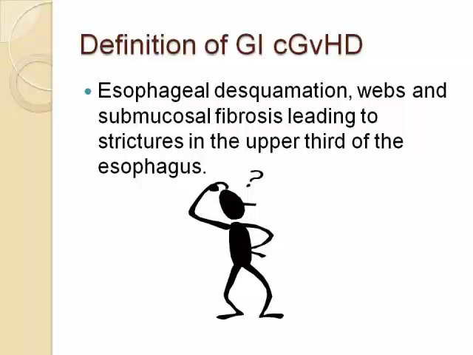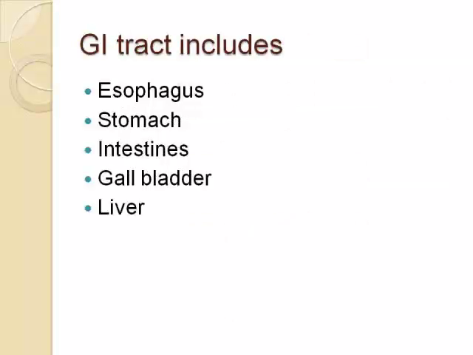The technical definition of chronic graft versus host disease of the gut is esophageal desquamation, webs, and submucosal fibrosis leading to strictures in the upper third of the esophagus. What does that mean? That's a great definition for books and studies, but what about the other problems that patients and families struggle with every day? What about the rest of the GI tract? The esophagus is just a tiny little piece. For the purposes of this talk, the GI tract includes the esophagus, the stomach, the intestines, both small and large, and our friend the gallbladder, and liver.